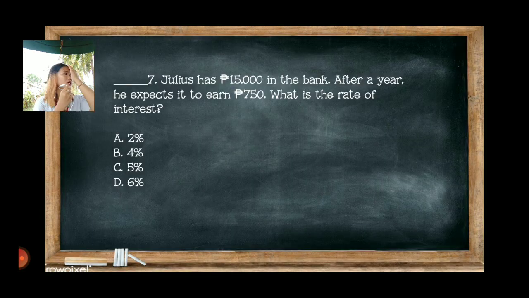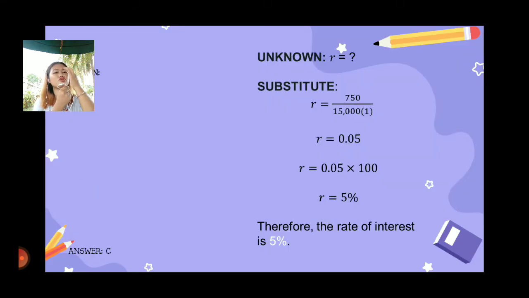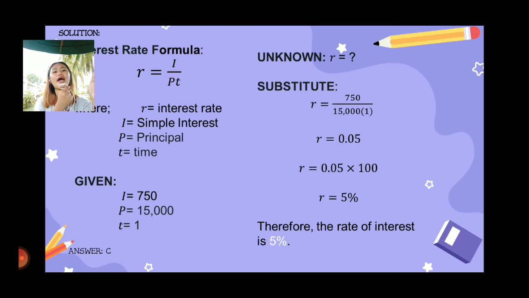That's easy. So number 7. Julius has 15,000 in the bank. After a year, he expects it to earn 750 pesos. So what is the rate of interest? For the rate of interest, we use the formula R is equal to I over P times T, wherein R is the interest rate, I is the simple interest, P is the principal, and T is the time.